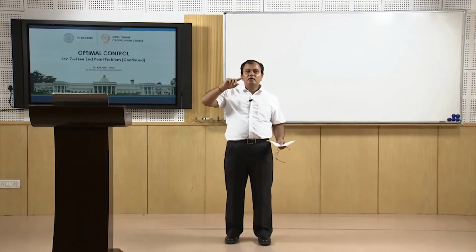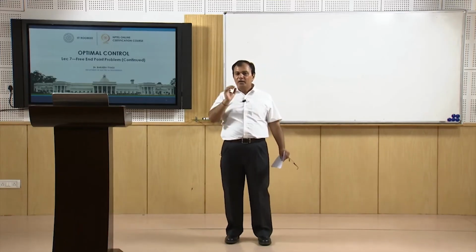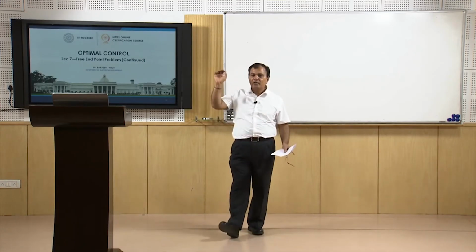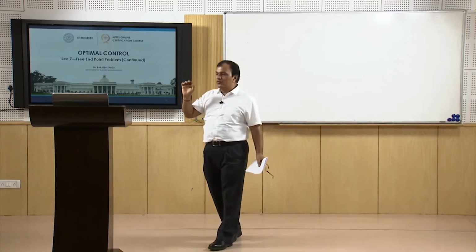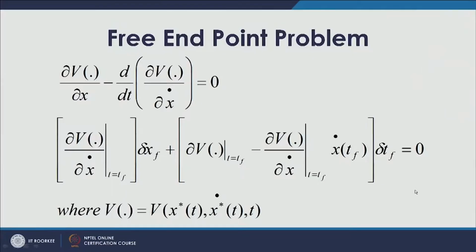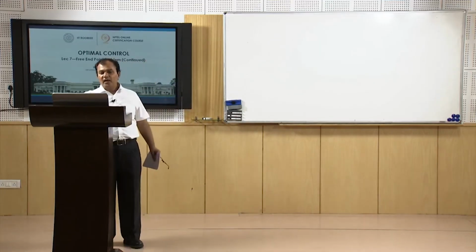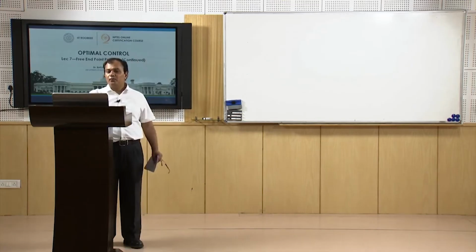both tf and x of tf were fixed, initial point is also fixed, terminal point is also fixed. So, at the terminal point delta xf and delta tf will be 0. The second case we have seen is one in which tf is fixed and x of tf is free.